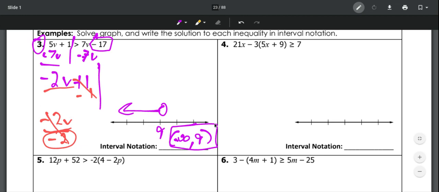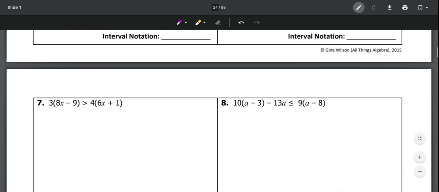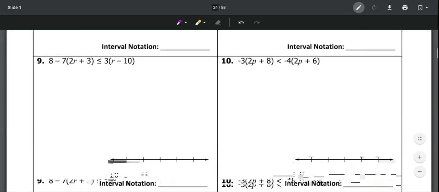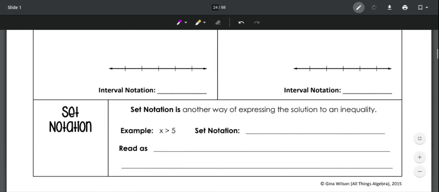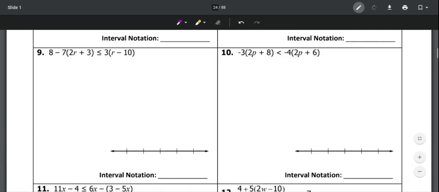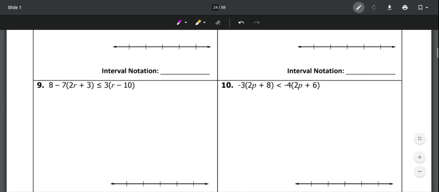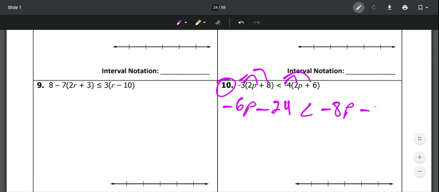Let's see. Let's look at one harder example, and then we will do set notation, and that will be it. So let's look at 10. So if we look at 10, first thing we have to do is we have to distribute this. We have to distribute both sides. So that's going to be negative 6p minus 24 less than negative 8p minus 24.